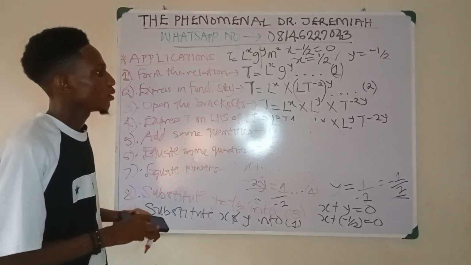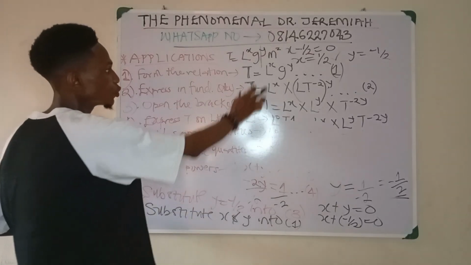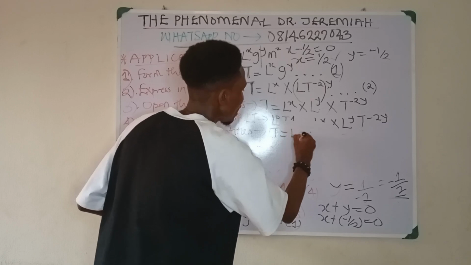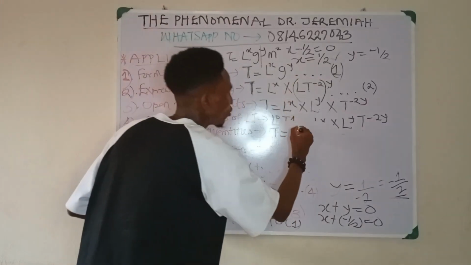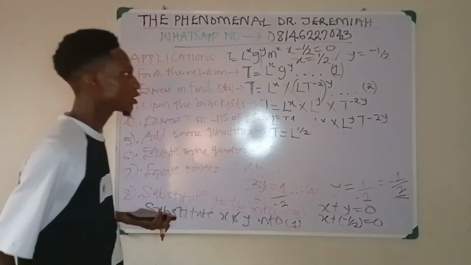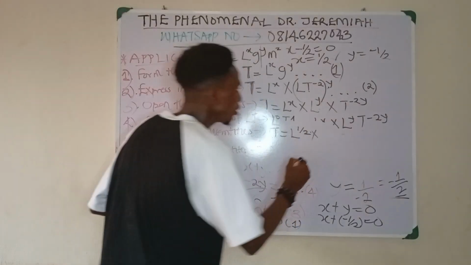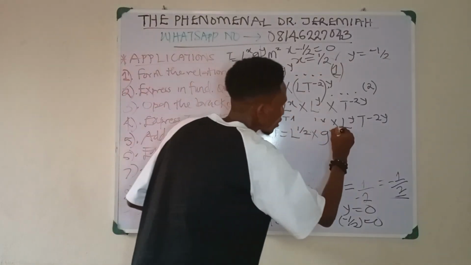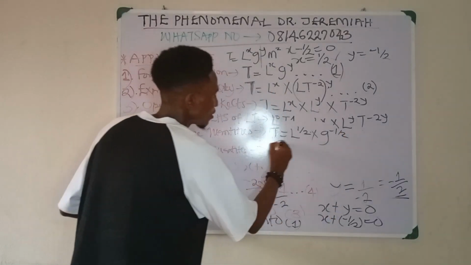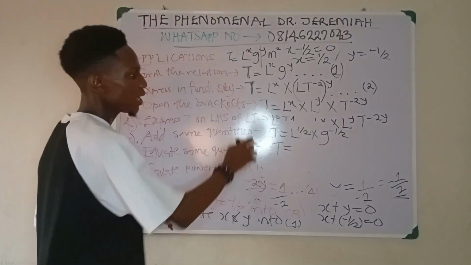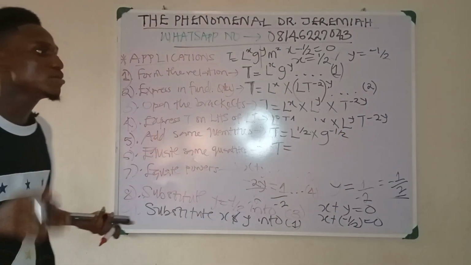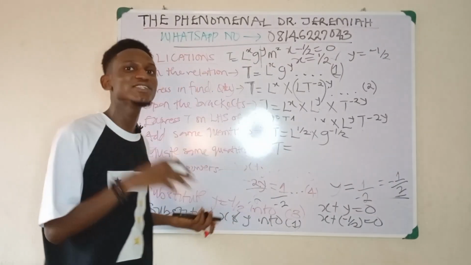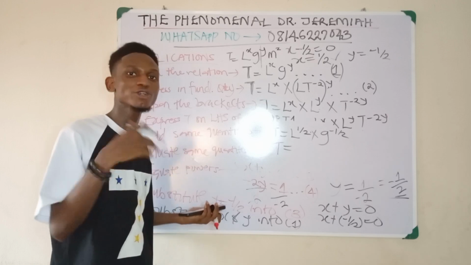So to substitute this value into equation 1, we now have t equals l. What's x? x is 1 over 2, times g. What's y here now? y is minus 1 over 2. So you get t equals l to the power 1 over 2, times g to the power minus 1 over 2. Now this way you also use indices again. Everything here is related to indices. That's why I say you cannot throw away maths.